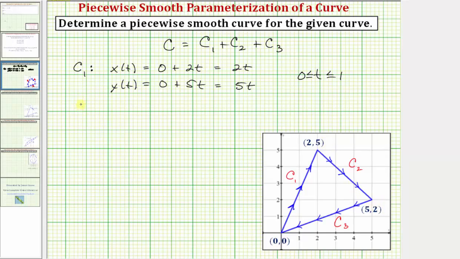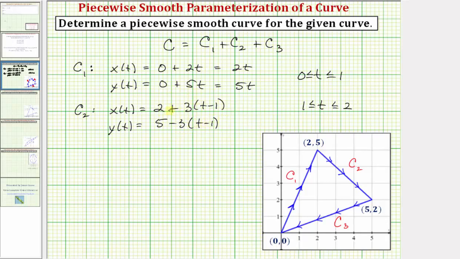Which means for curve C sub 2, we can let x of t be equal to 2 plus, now the x-coordinate increases by 3, so we might be thinking it should be plus 3t, but that would only be true if t was on the interval from 0 to 1, but now t is going to be on the interval from 1 to 2, which means it's not going to be 3 times t, it's going to be 3 times the quantity t minus 1. And then for y of t, we would have 5, and the y-coordinate decreases by 3, so we'll have minus 3, but then not times t, we'll have times the quantity t minus 1.